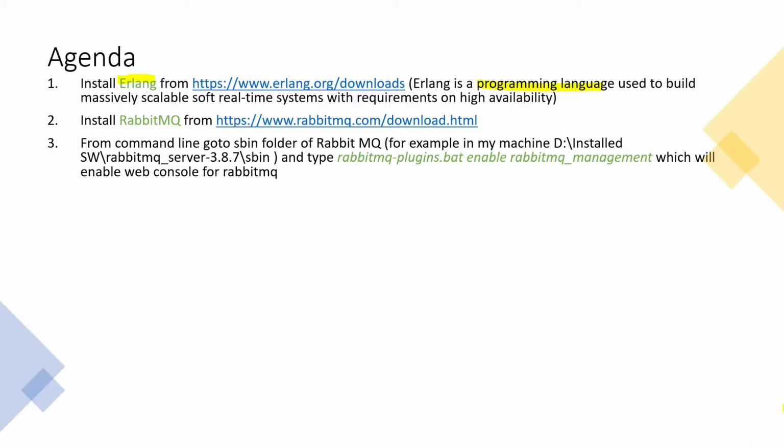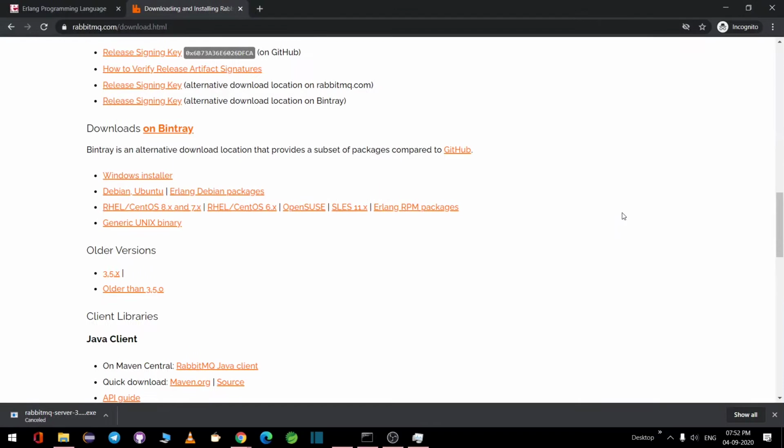To do that, you have to go to the sbin folder of RabbitMQ. Where your RabbitMQ is installed, there will be a folder called sbin. You have to go to that location using the command prompt. Once you go there, you just have to type in this command to enable the web console. Okay, let us go ahead and do it.